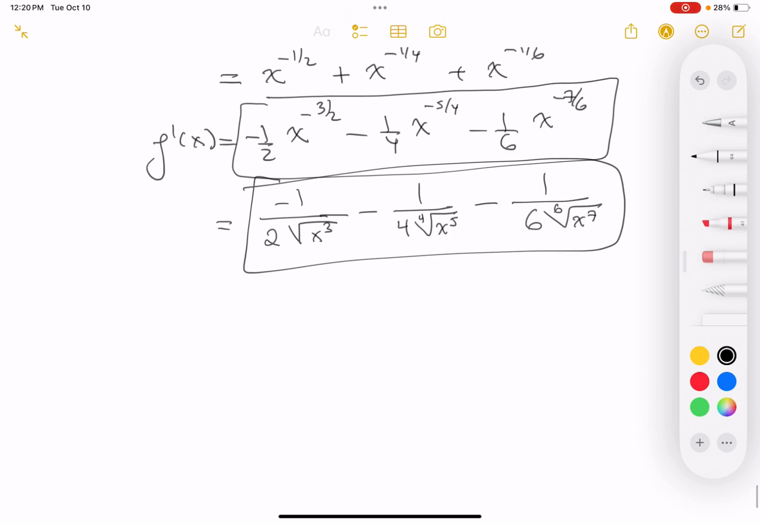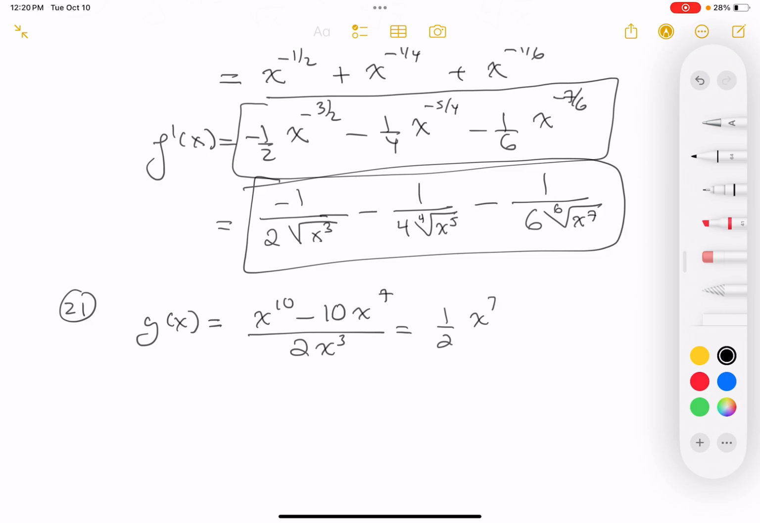All right, number 21. I'm doing a little more than expected at this point. So g of x is equal to x^10 minus 10x^7 and 2x cubed. I'm going to split it into two terms. And what do you get there? You get 1/2 x to the 7 minus 5x to the 4. Let's write down g prime. And what do you get there? 7/2 x to the 6 minus 20x cubed.